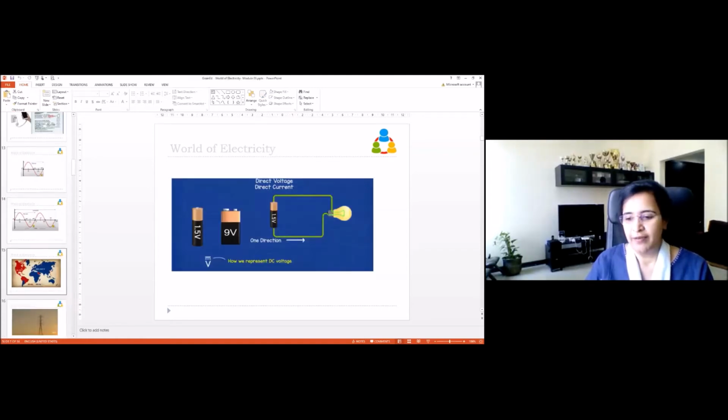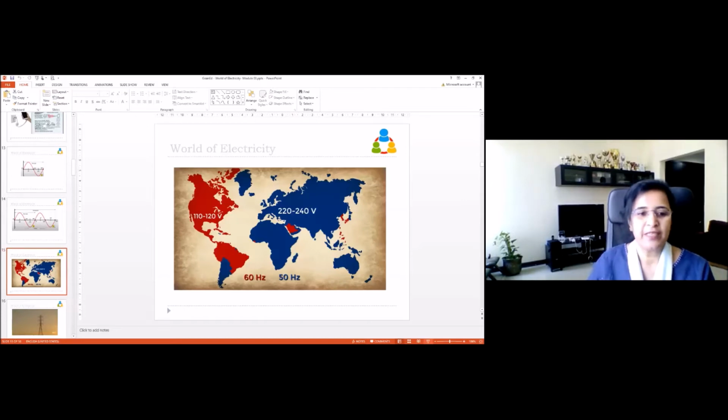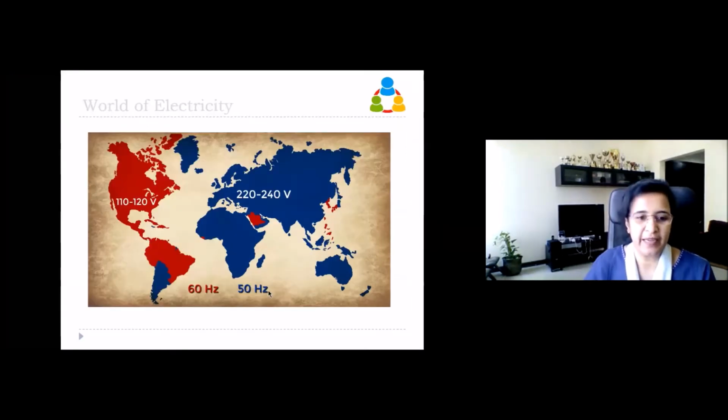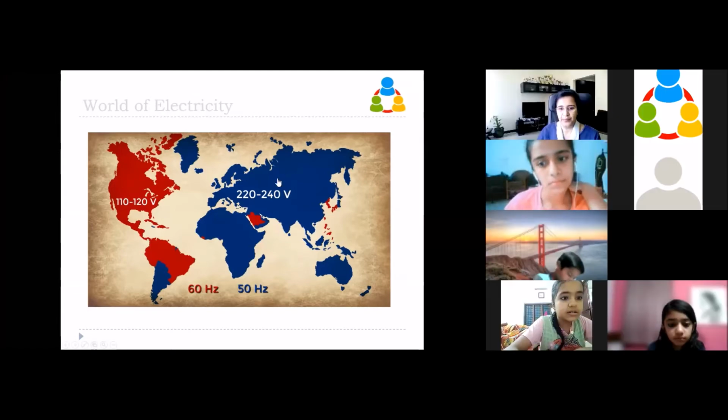I just want you to remember that we learned that North America and these countries have 120 volt, and we have 240 volt, right? Like that, these red countries all have 60 hertz, and all our countries, India and the countries in blue, have 50 hertz.